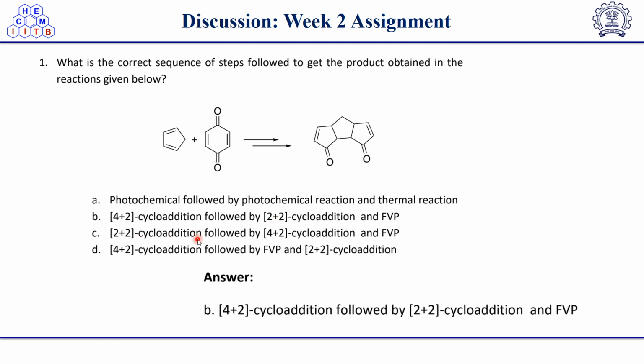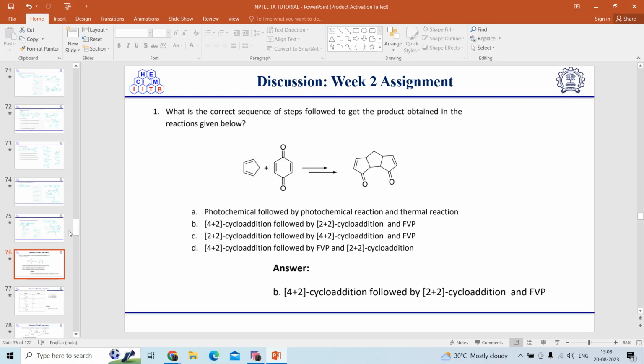I hope you remember the structure which we already discussed in our previous classes also. So first this 4+2 cycloaddition followed by this 2+2 cycloaddition will give us Cookson's dione. Then on heating it can undergo pyrolysis, that is FVP, and a retro 2+2 type of reaction will take place, and this will be formed. So first 4+2 cycloaddition, then those two double bonds will undergo 2+2 cycloaddition, followed by FVP. I think I have the structure for that Cookson's dione. I will see once.